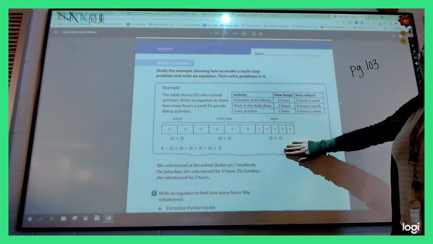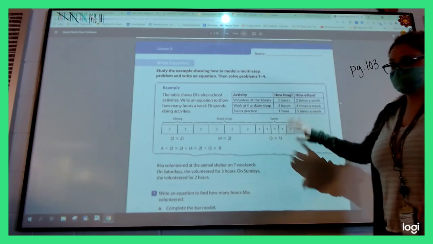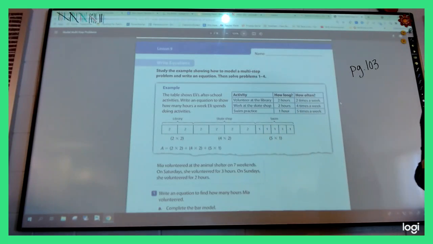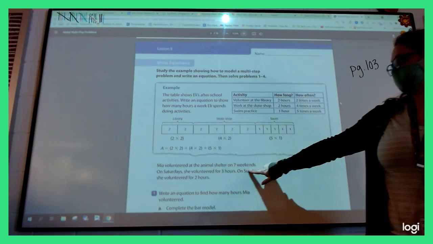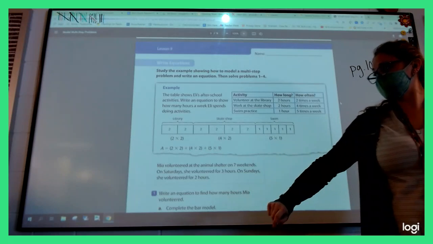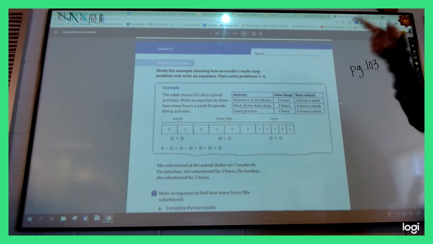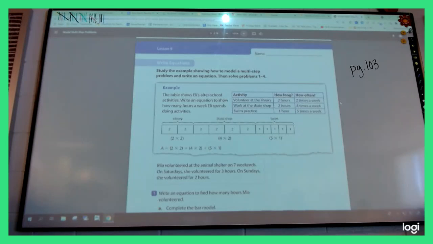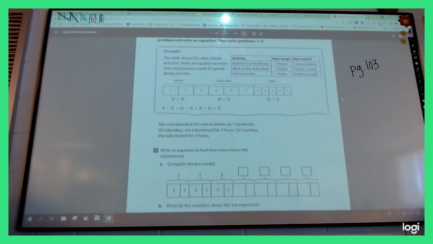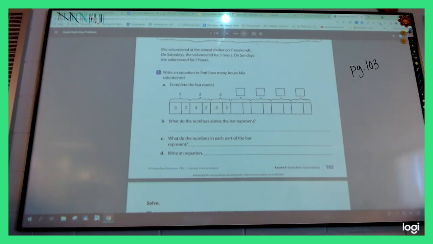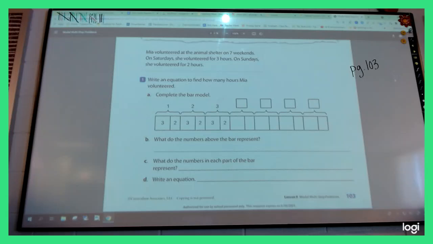So up at the top we've got this example. As always, these examples are very, very helpful to solve the problem. But we are going to start down here with number 1. Do I have a volunteer to read? Zoe, nice and loud. Mia volunteered at the animal shelter on 7 weekends. On Saturday, she volunteered for 3 hours. On Sundays, she volunteered for 2 hours.